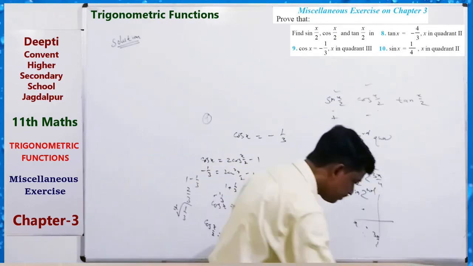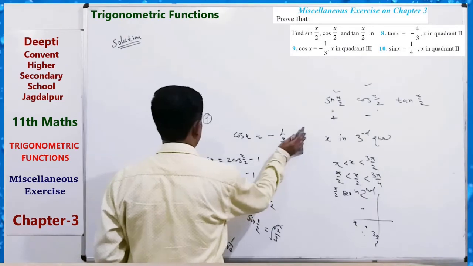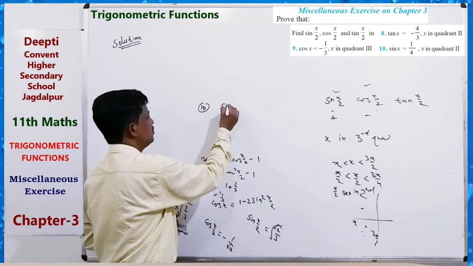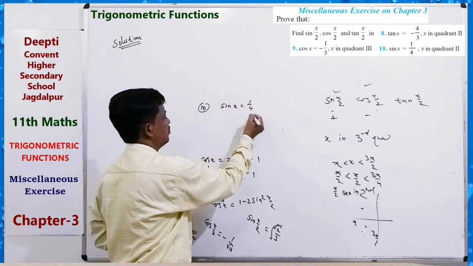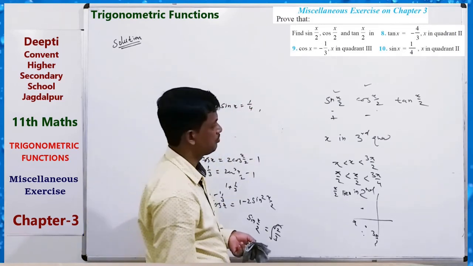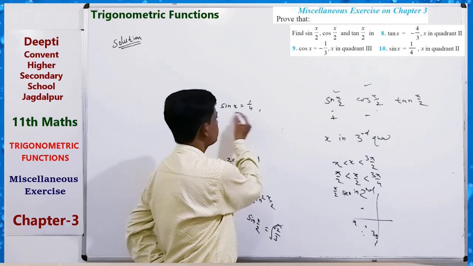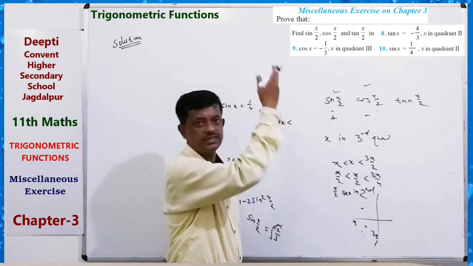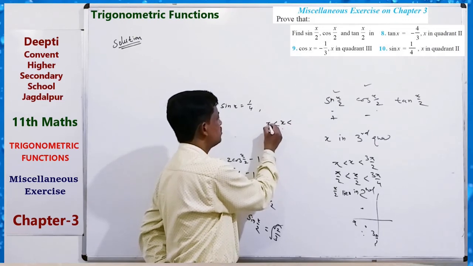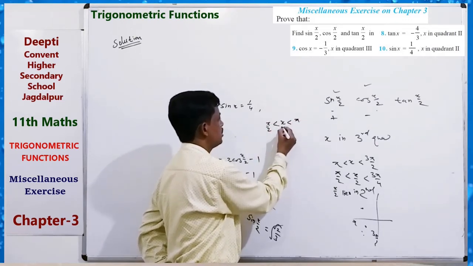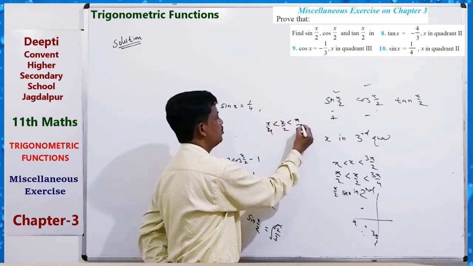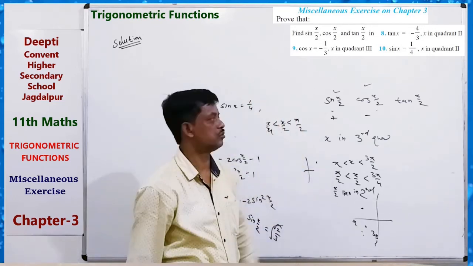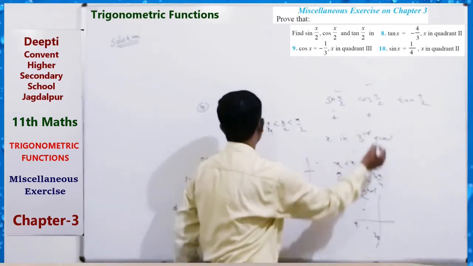Similarly, question 10: sin x equals 1 by 4. How can you get the value? x lies in the second quadrant, that is, pi by 2 to pi. So x by 2 lies between pi by 4 and pi by 2. That is the first quadrant, so all are positive in question 10.